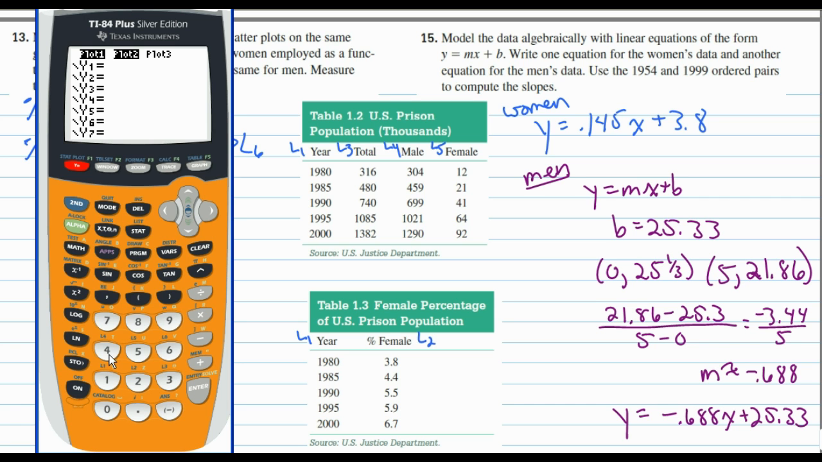I'm going to put the women's data back in there: 0.145x plus 3.8. I'm going to put the men's data in there, negative 0.688x plus 25, technically it was 3 repeating. Let's see what happens. There's the women's data that I already know lines up. There is the men's algebraic line that also lines up pretty well.